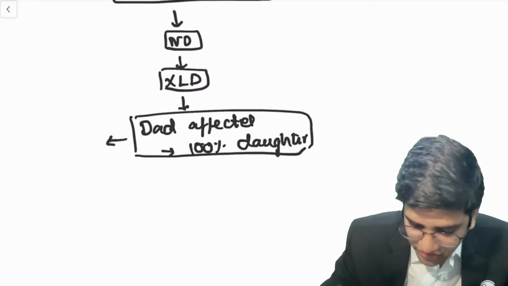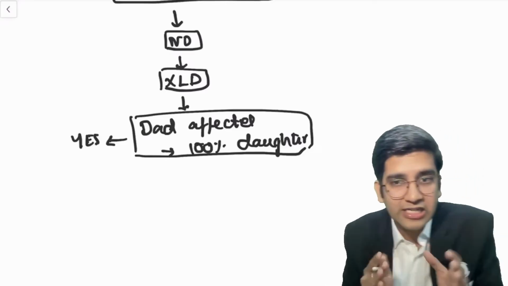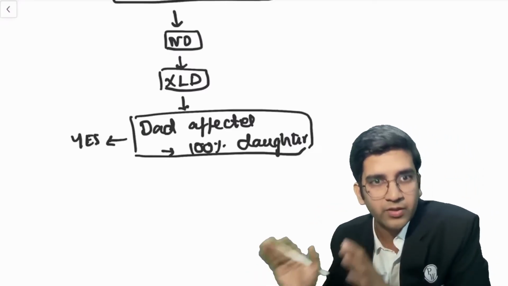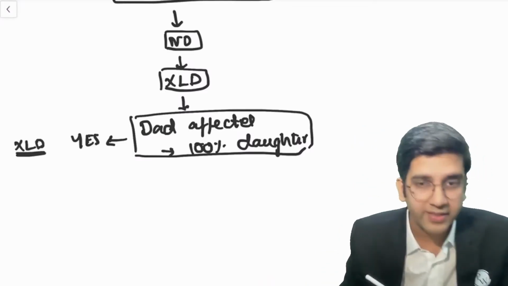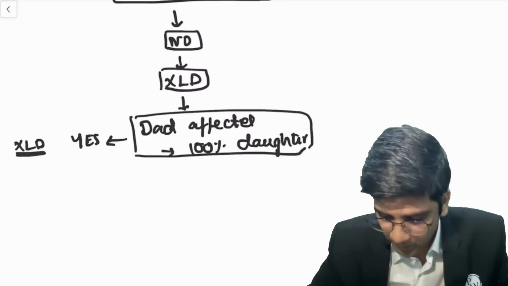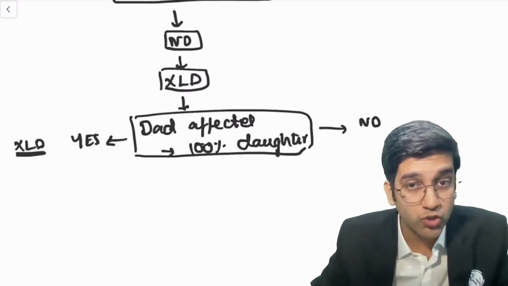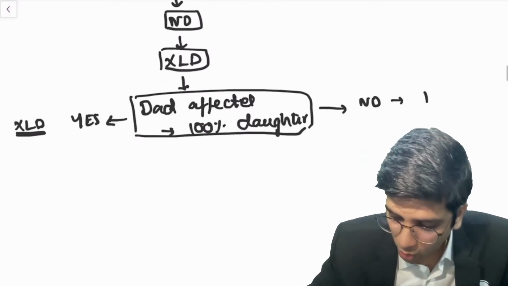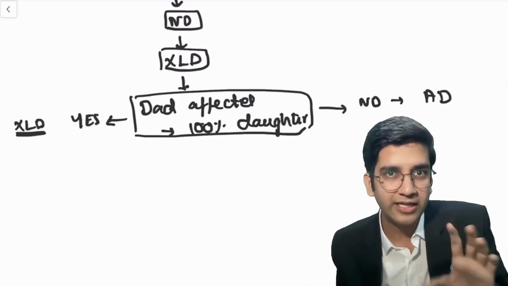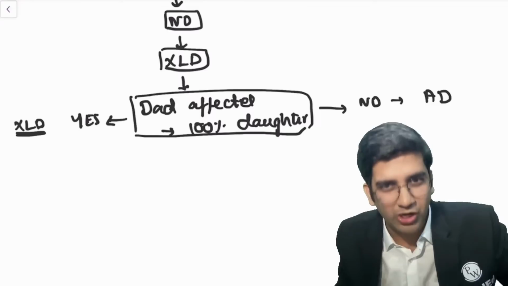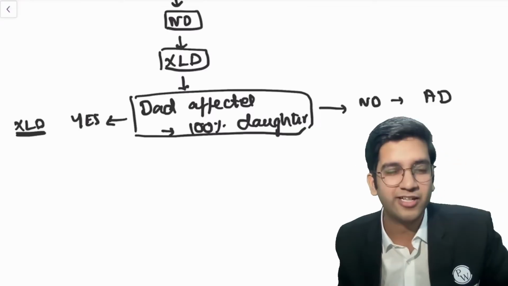So if the answer to this is yes, if 100% daughters are affected, the simple thing is it's X-linked dominant disorder. If the answer to this is no, it's an autosomal dominant disorder. I will repeat this flowchart again, right? The best part is when you apply it. I told you 10 seconds, right? It'll take less than 10 seconds.